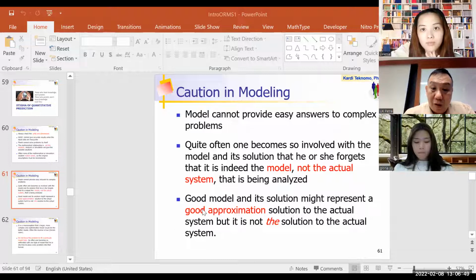Okay. So a good model and its solution may represent a good approximation of the solution to the actual system, but it is not the solution to the actual system. So remember, a model is just an approximation. Don't get too deep into the actual model that you believe it to be true. Remember, all models are wrong, right? But some are useful.